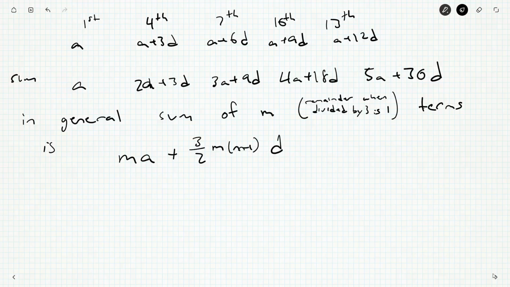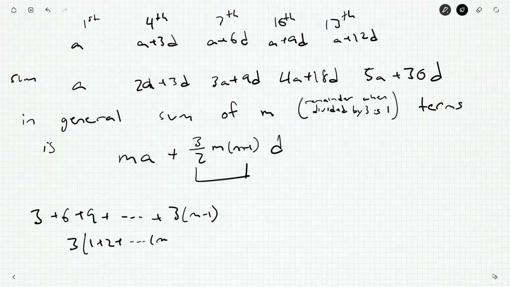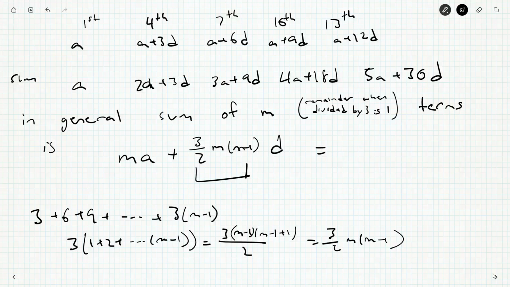And again, showing this term is just as simple as saying it's 3 plus 6 plus 9 plus up to 3 times m minus 1. So that's 3 times 1 plus 2 plus all the way up to m minus 1. And we just talked about this. This is 3 times m minus 1, m minus 1 plus 1, all over 2. So 3 halves m times m minus 1. Alright, and we know that this is supposed to be equal to 224.